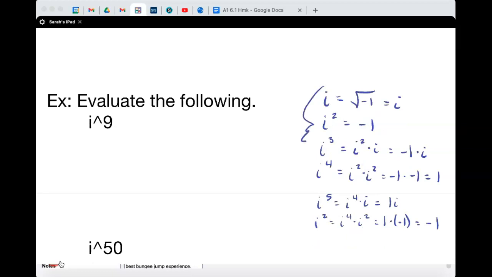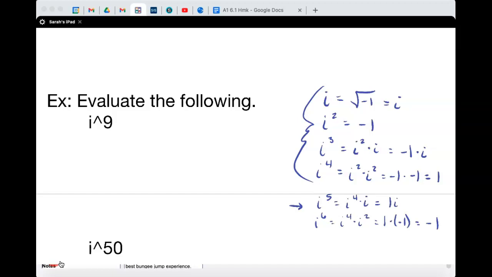So these are the ones that you have to remember, because i to the 5th is now repeating back to i, right? i to the 6th power is i squared. So it kind of goes in a circular pattern once you do i squared, i to the 3rd, i to the 4th. Going back to i to the 5th, that's the same thing. i to the 6th is the same thing as i squared. i to the 7th, same thing as i to the 3rd. So we're just repeating these 4 answers for any power of i.